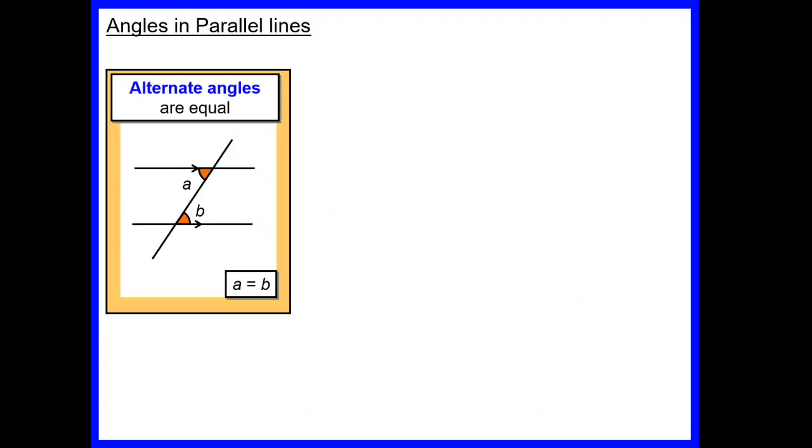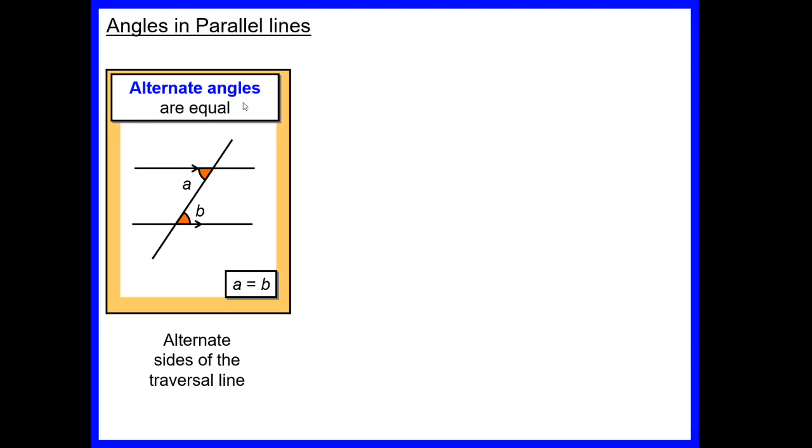Okay, so angles in parallel lines. Last lesson we looked specifically at alternate angles, and if we remember, alternate angles are alternate because they're on alternate sides of our transversal line. So we've got an acute angle, therefore they must be the same size, and they are on alternate sides of that transversal line. So we say alternate angles are equal.